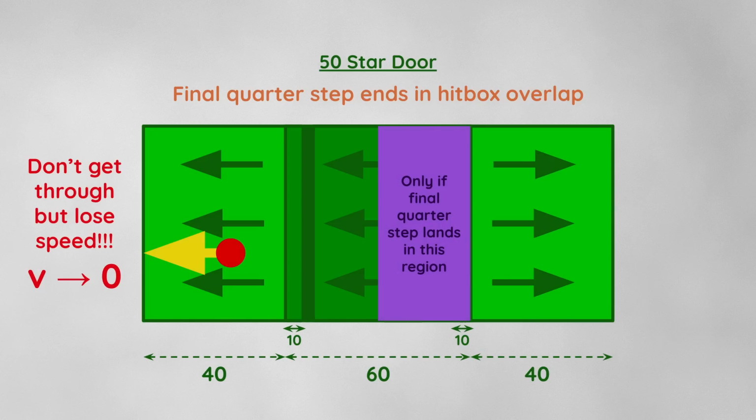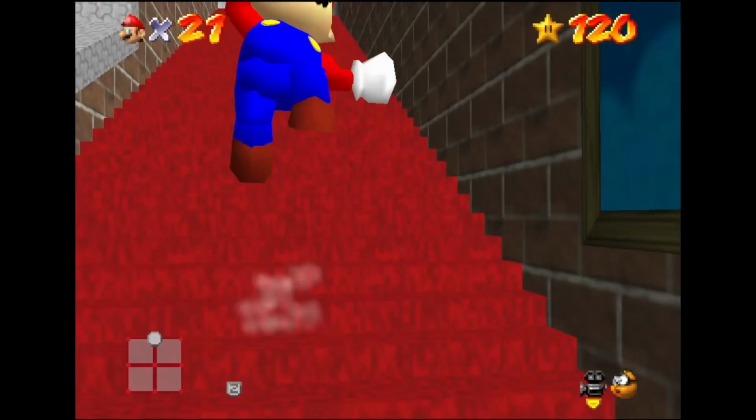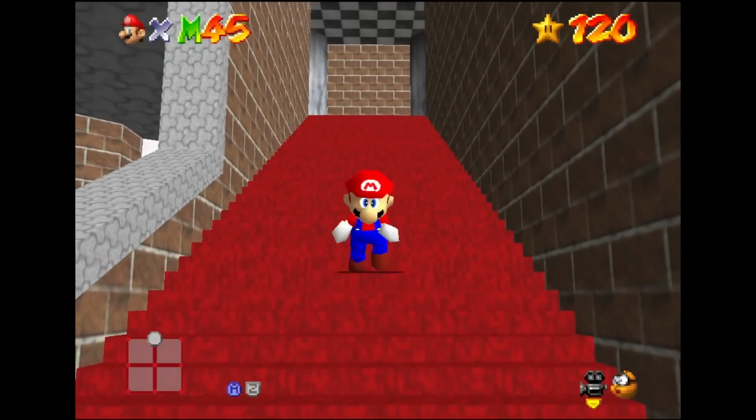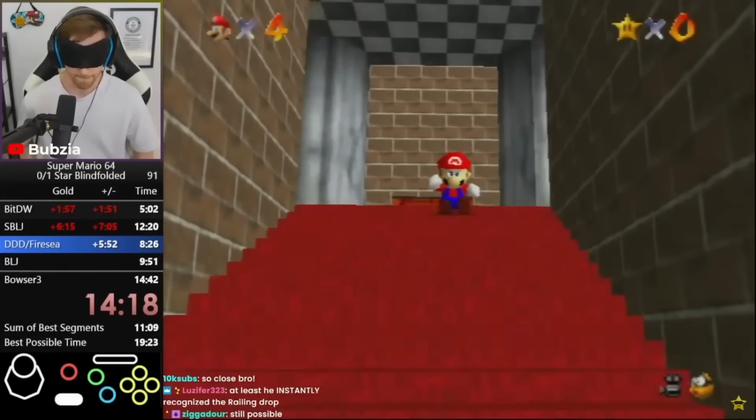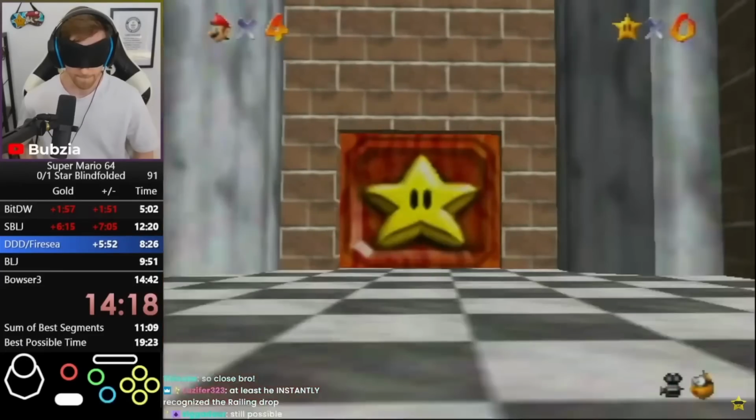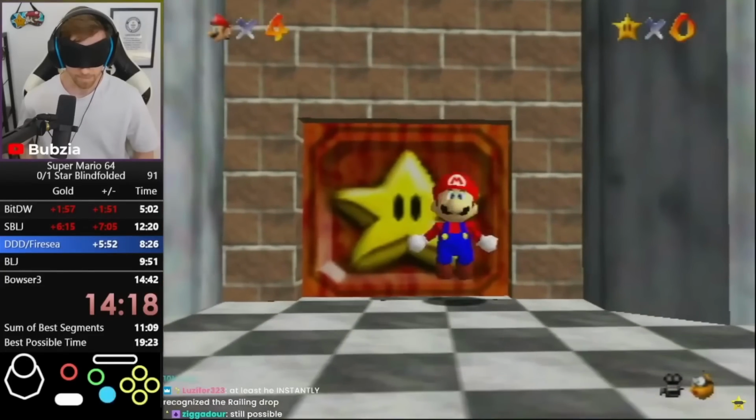This only happens if our final quarter step lands in the back half of this overlapping region. If it landed in the front half, we'd clip through to the other side instead. So quite a lot has to go wrong for this to happen. But what happened to Bubsya? He didn't get pushed back immediately on the next frame. We saw him through the door for a few frames before he got pushed back.